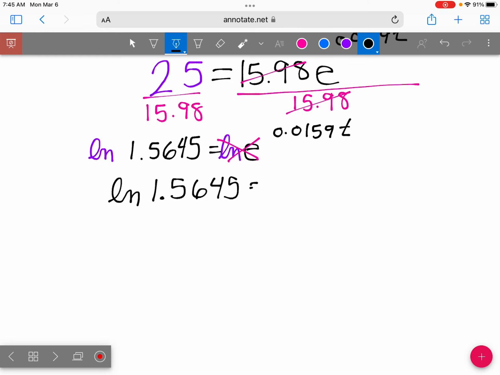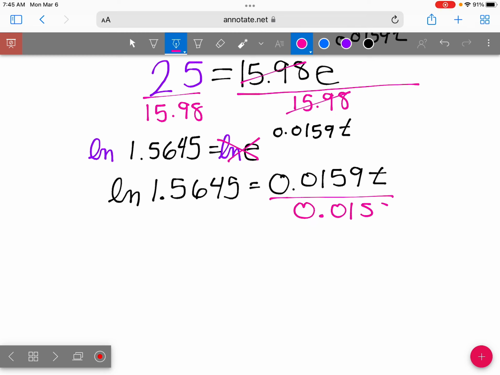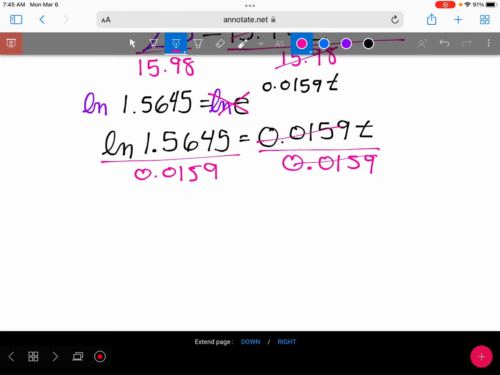0.45 equals our 0.0159t. And we're so close. Still looking to get t by itself. What are we going to do? Divide by our 0.0159 on both sides, because that guy cancels out and that guy cancels out. And we're going to find out what t is when we type this into the calculator.